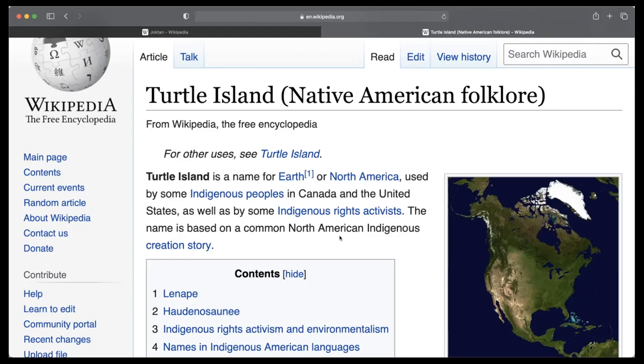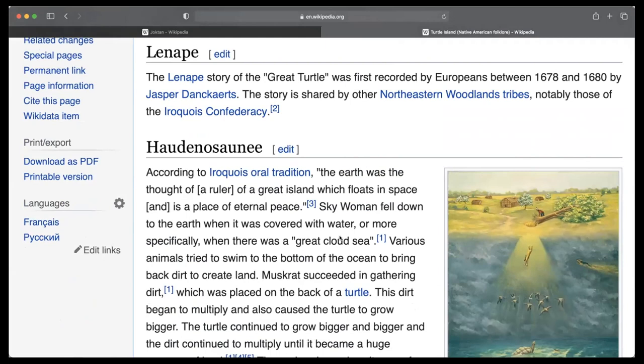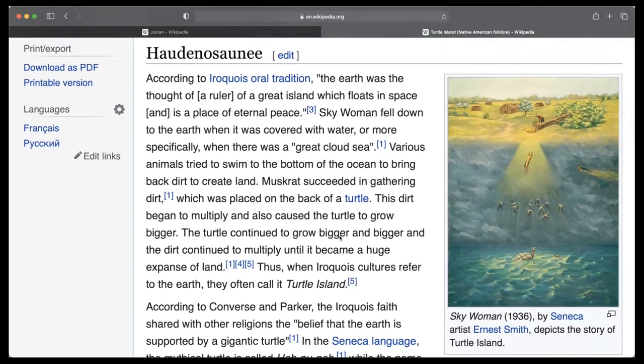The Lenape story of the great turtle was first recorded by Europeans between 1678 and 1680 by Jasper Danckaerts. The story is shared by other northeastern woodland tribes, notably those of the Iroquois Confederacy. According to the Iroquois oral tradition, the earth was the thought of a ruler of a great island which floats in space and is a place of eternal peace.